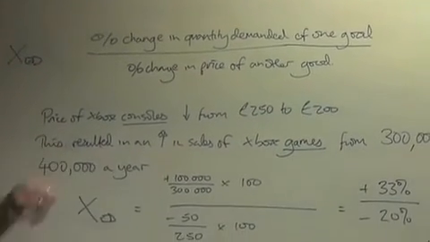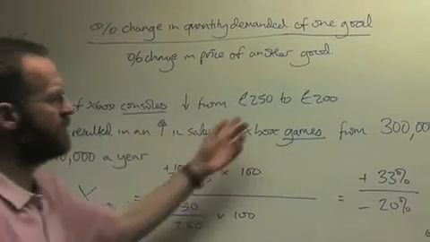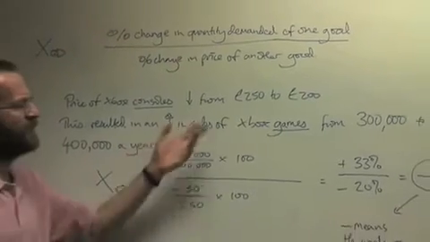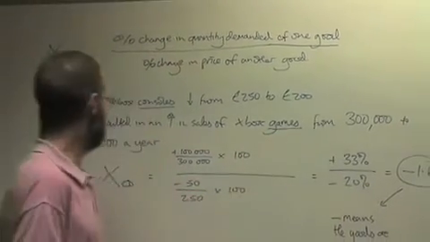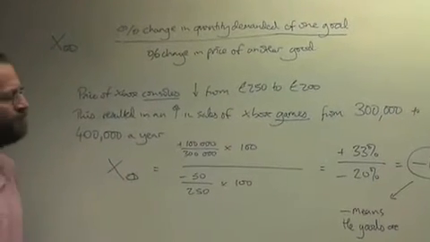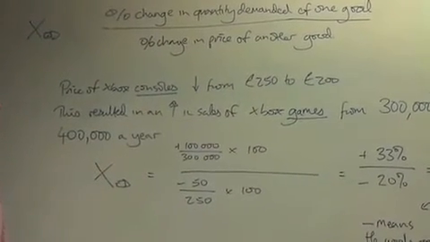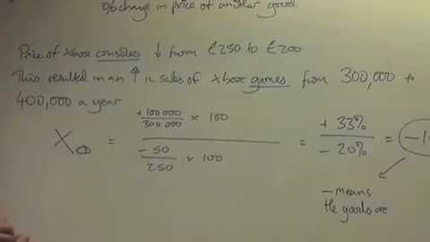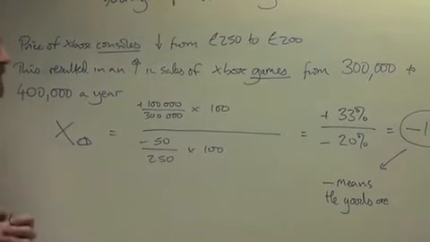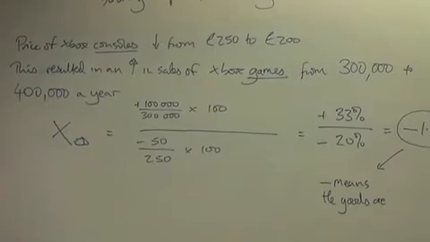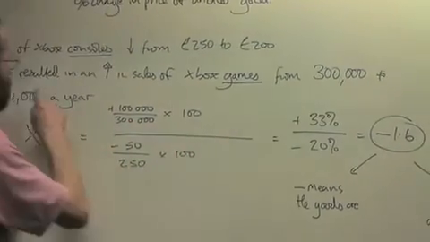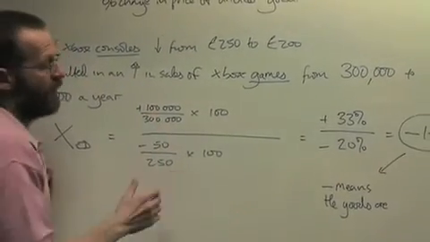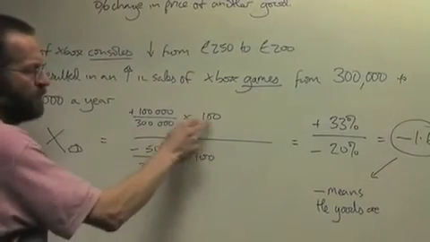Let's assume the price of Xbox consoles decreases from £250 to £200. And as a result, there's an increase in the sales of Xbox games from 300,000 to 400,000 a year. So, we need to do the figures to do the calculation. The first thing is you work out the percentage change in quantity demanded using the same formula, difference over original multiplied by 100. So, we go from selling 300,000 games to 400,000 games. So the difference is plus 100,000 over where you started, 300,000, multiplied by 100.